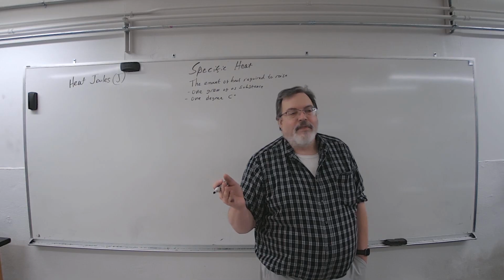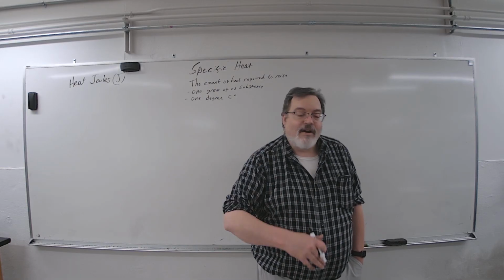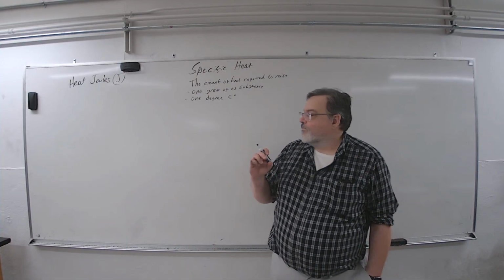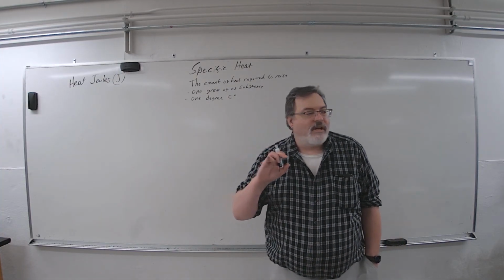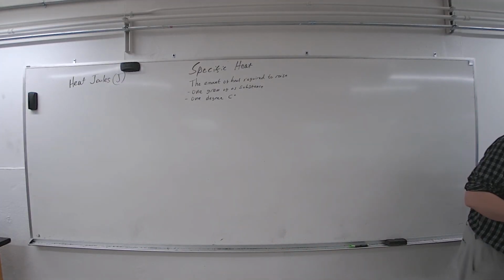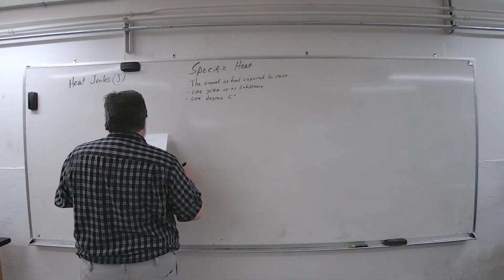It actually works out that backwards as well. That's exactly how much heat you have to take out of it. If you have 1 gram and you want it to go down 1 degree C, it's the exact same amount of heat it takes to bring it up 1 degree C. So that's what specific heat is.